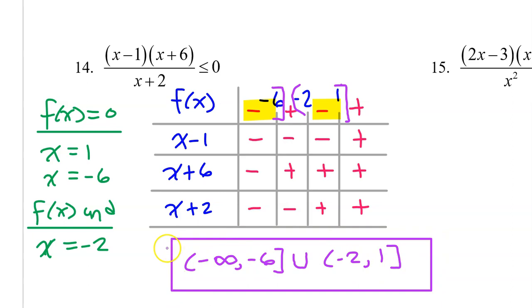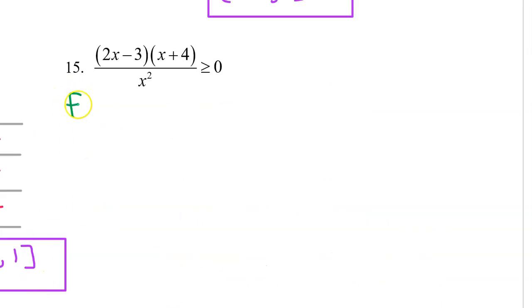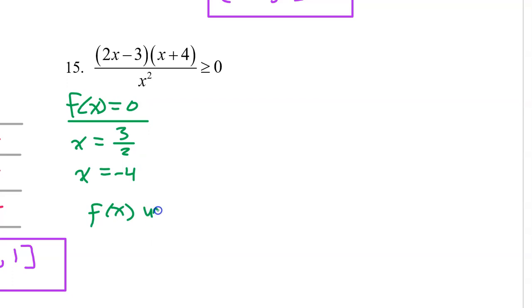That's it. Number 15, where is f of x equal to 0? That's where the numerator is equal to 0. So that's going to be at x equals 3 over 2 and x equals negative 4. Where is f of x undefined? That's where the denominator is equal to 0, which is at x equals 0.